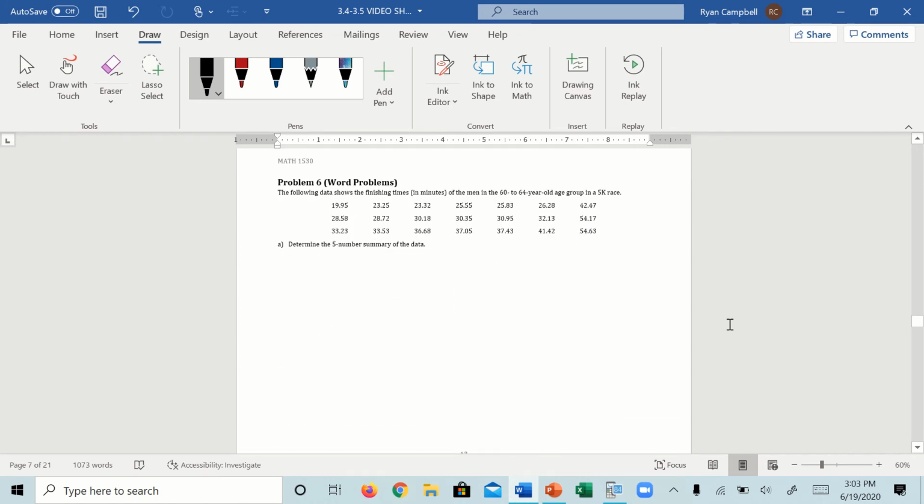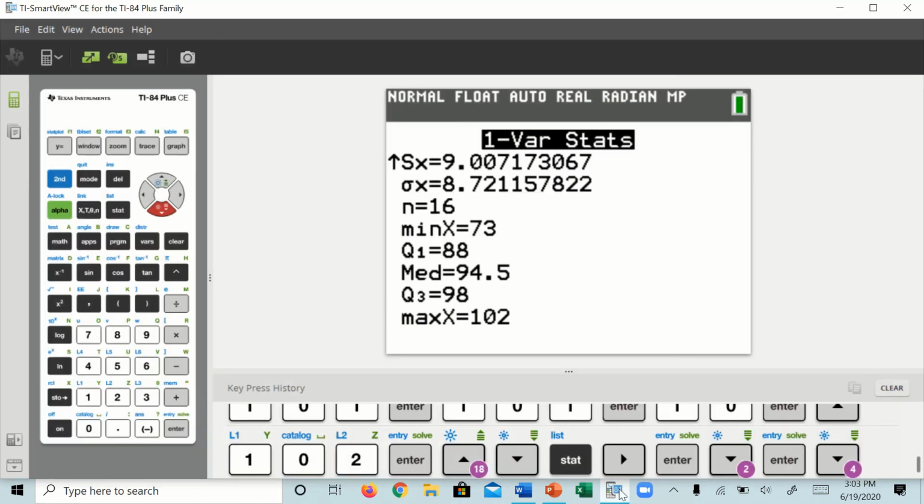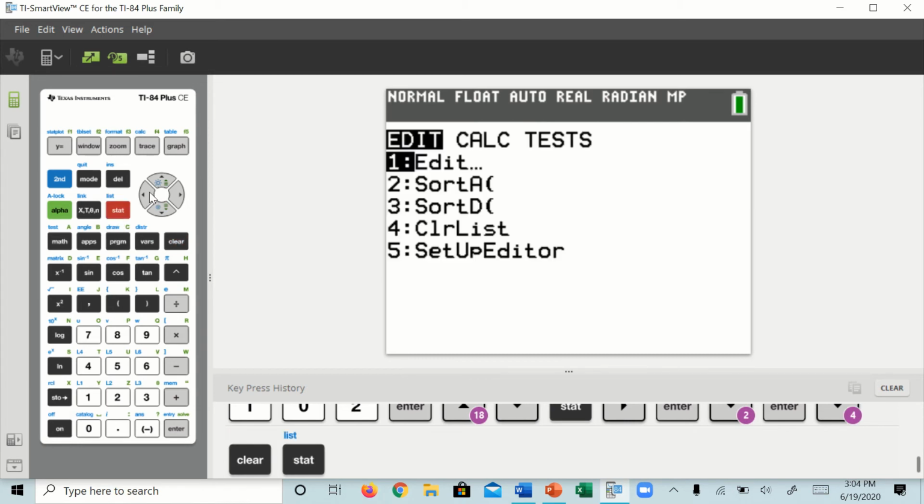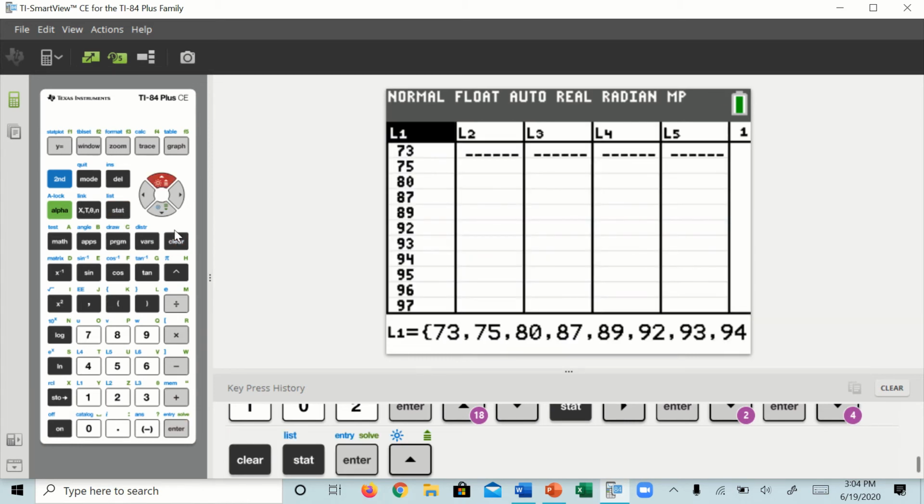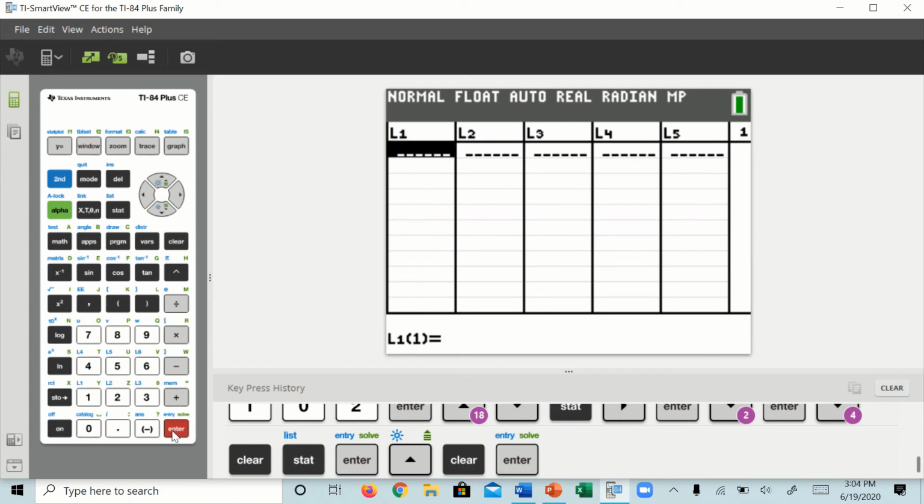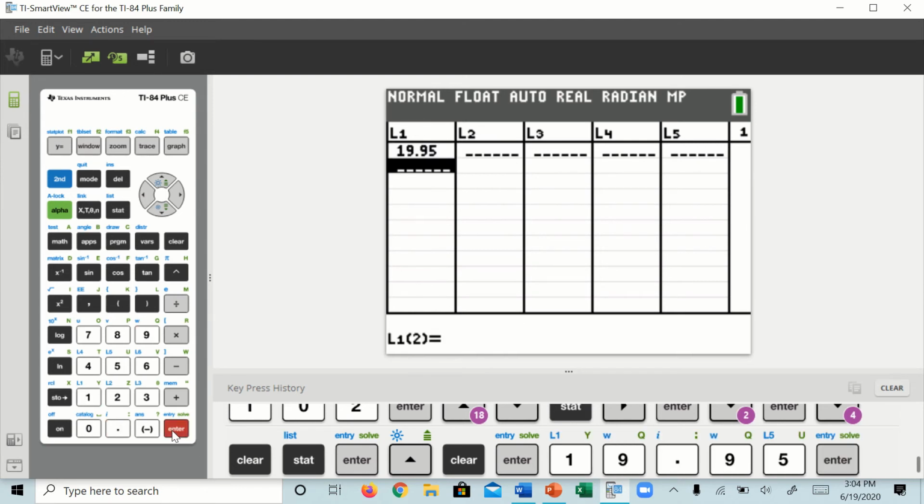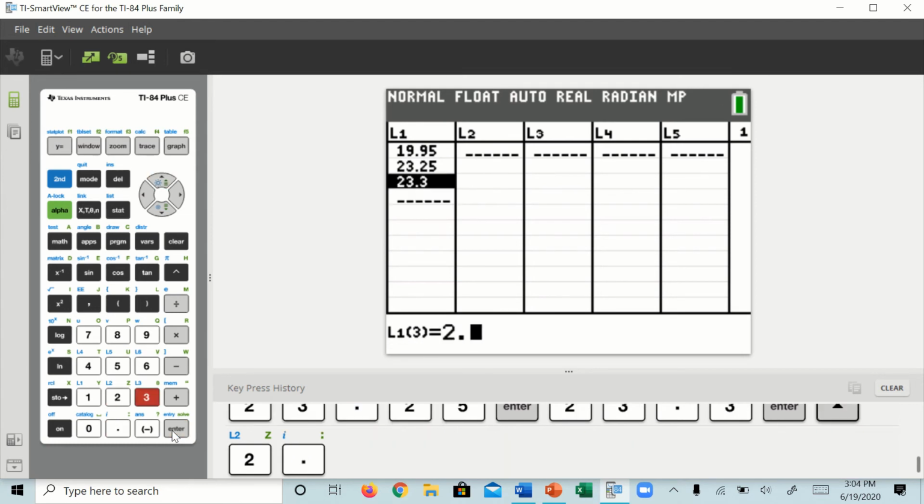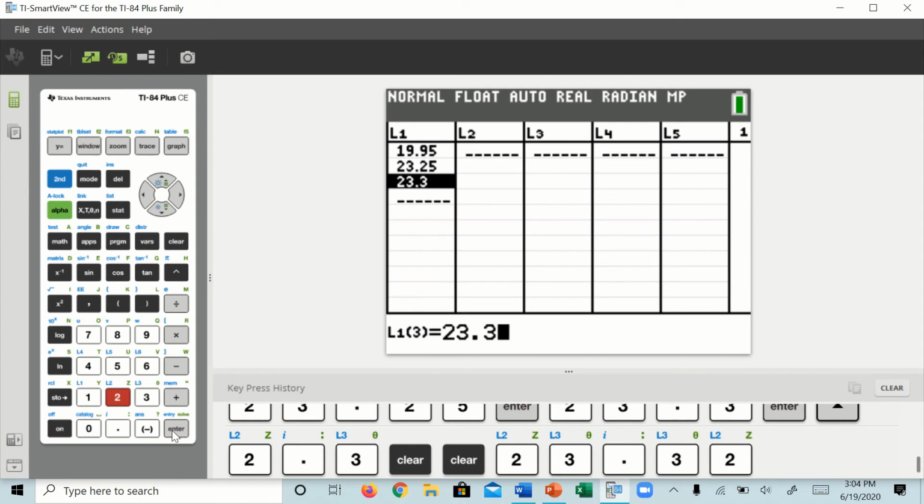So problem number 6. Once again, let's find the 5-number summary of this data. So let's do it. Again, we're going to clear everything, go back to stat, edit. We're going to go all the way to the top and clear out our list. So clear, enter. And we're just going to type it all in, right? So 19.95, 23.25, 23.32. There we go.